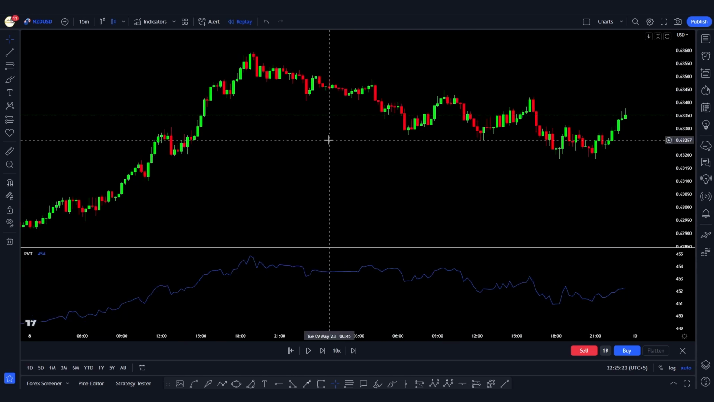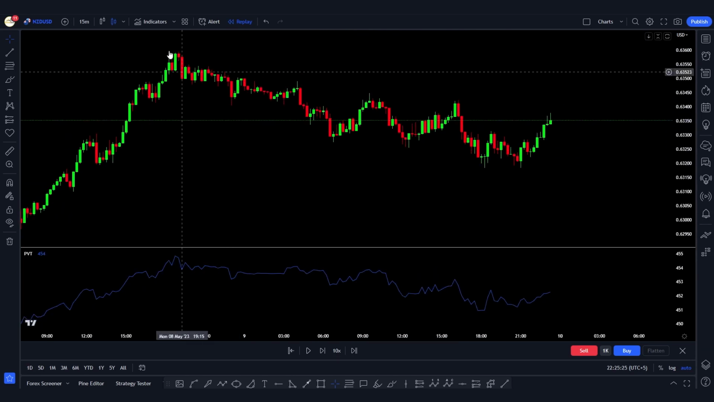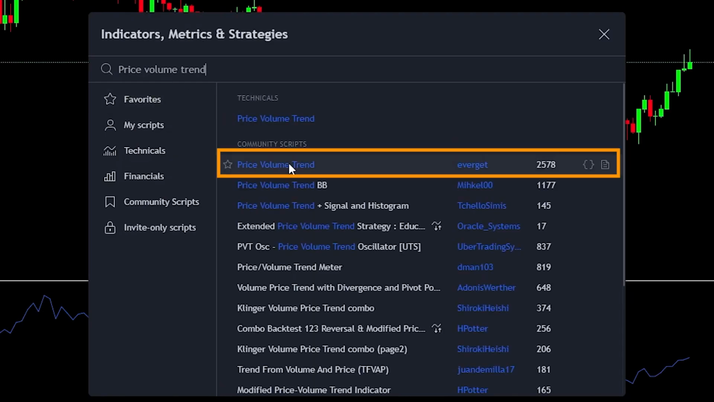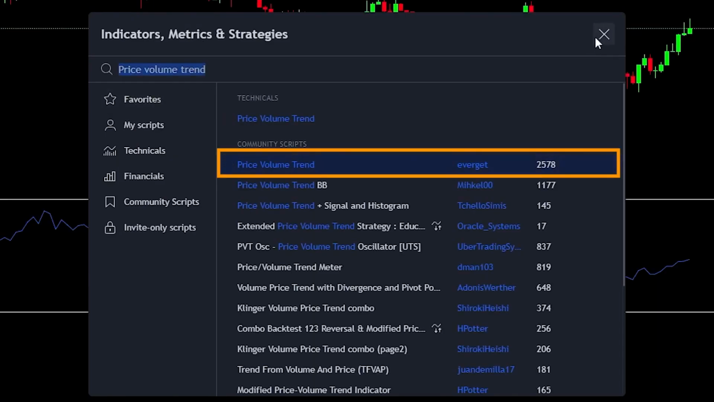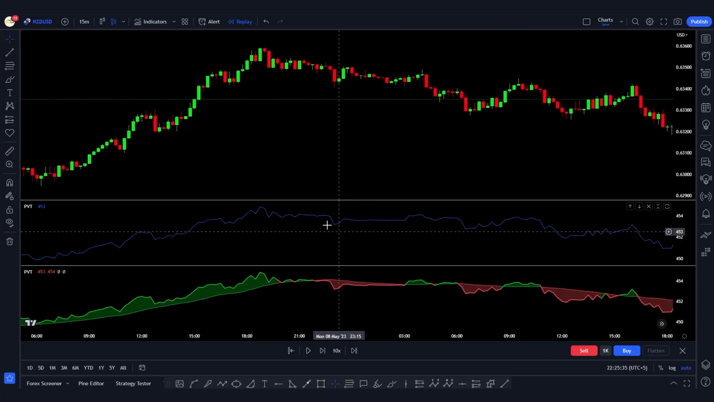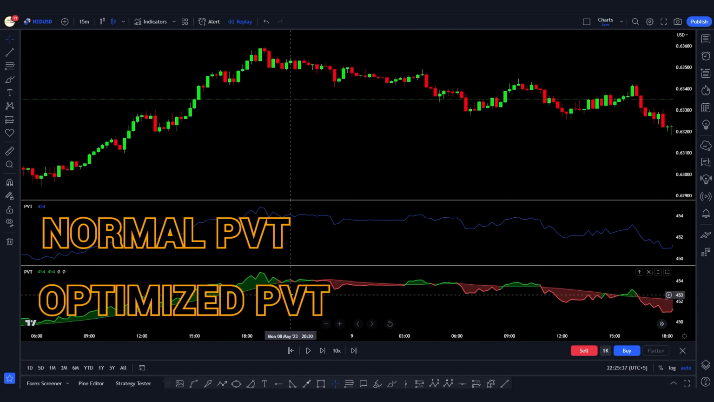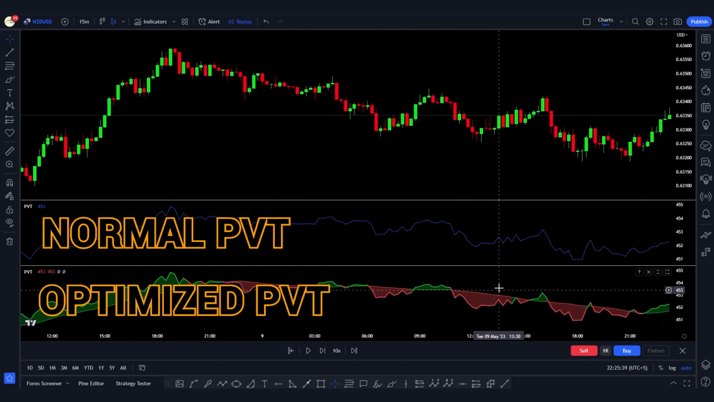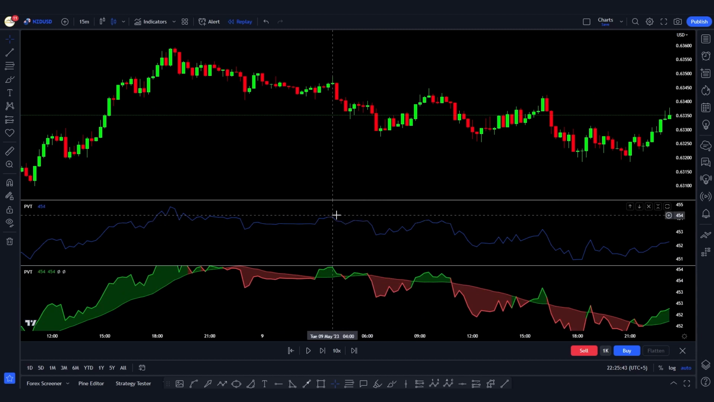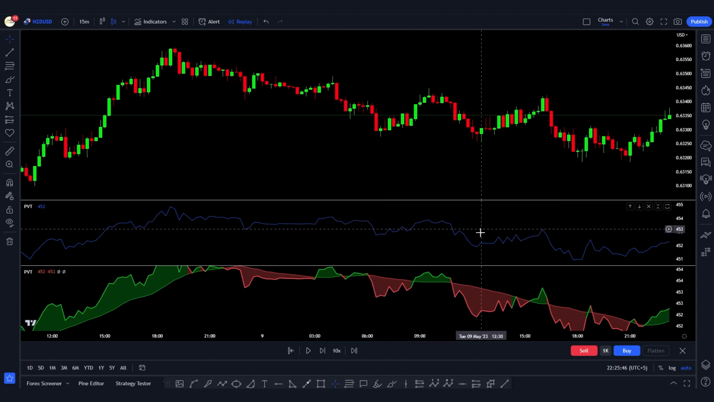Now the indicator that we're going to use for this strategy is a different indicator, so let's go towards the indicator tab, and here we're going to search for the price volume trend, and we're going to add this one by EverGet to the chart. And once the indicator is added, you can see that there is a fundamental difference between the normal PVT indicator and the optimized PVT indicator. As you can see in the optimized PVT indicator, we get two lines. However, in the normal PVT indicator, we only have one oscillator.